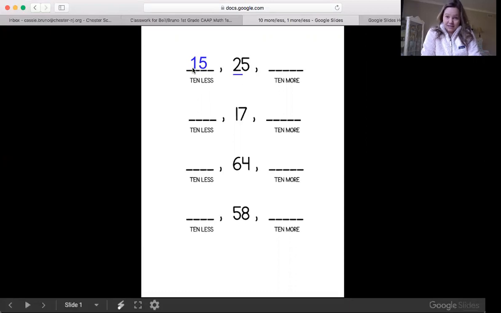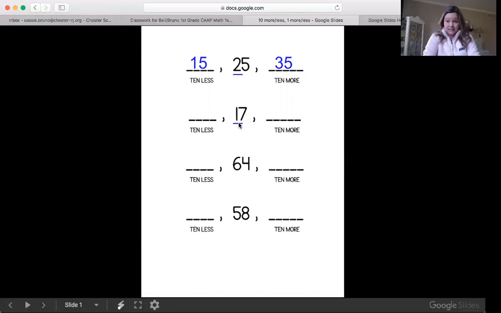Notice this digit in the tens place is the one that changes. The ones place stays the same. Same type of thing for 10 more. Just the tens place is going to change. So 10 more than 25 is 35. See how that digit went up to a 3? Good. Let's try the next one.